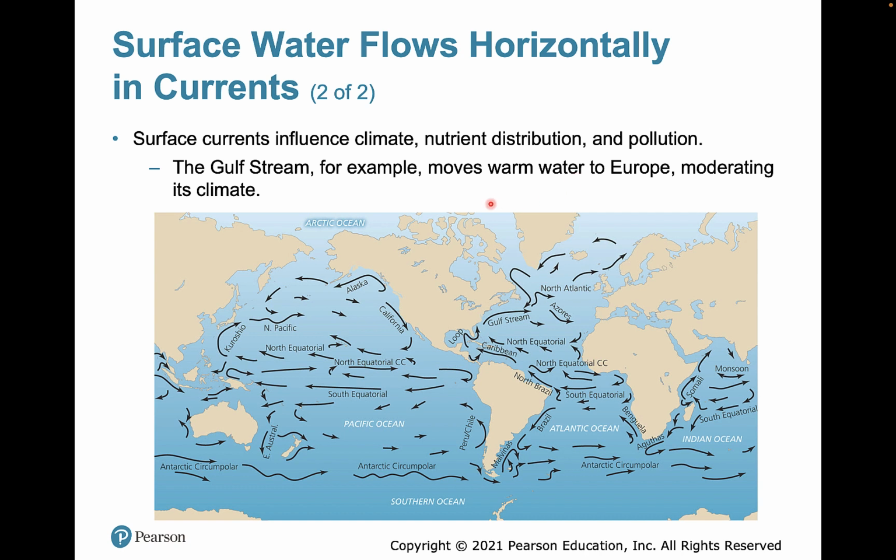So currents influence climate, nutrient distribution, and pollution. If water flows, stuff in the water is going to flow with it. So if you have a whole lot of nutrients, okay, those nutrients are going to spread. Pollution is going to spread too. The Gulf Stream, okay, comes up from the equator, so it's pretty warm, right? And then it takes warm water across to Europe, right? They don't get a whole lot of snow in the United Kingdom, in Great Britain, because of the moderating effect of this Gulf Stream and the North Atlantic Current.